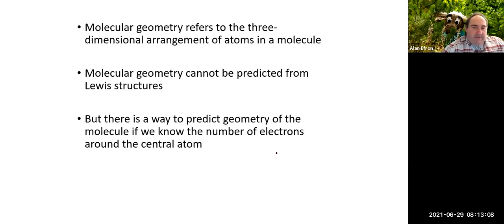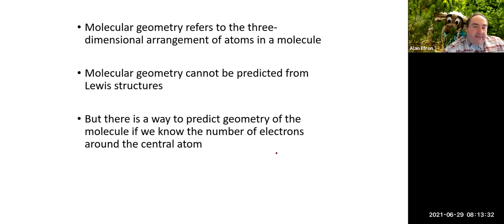So when we talk about geometry, we're going to talk about really 2 types of geometries as we go through this chapter. We're going to talk about what is referred to as electron pair geometry and the molecular geometry. The molecular geometry basically refers to the 3-dimensional arrangement of the atoms in space.